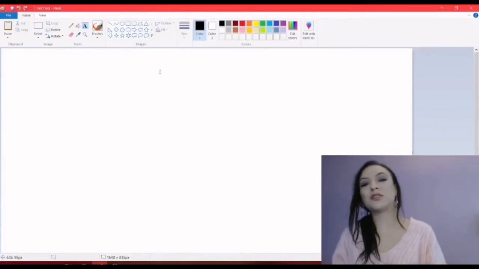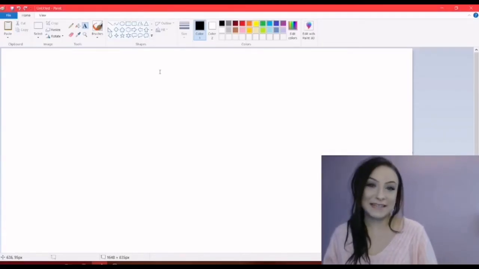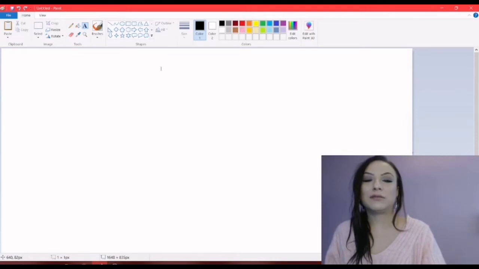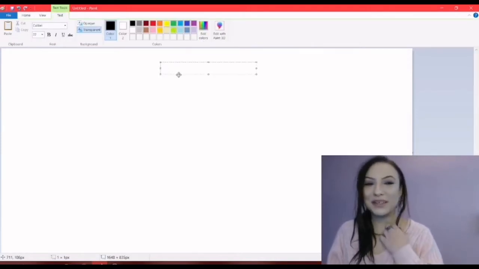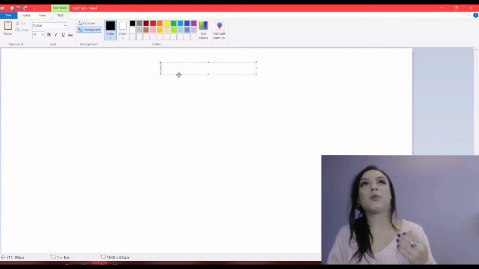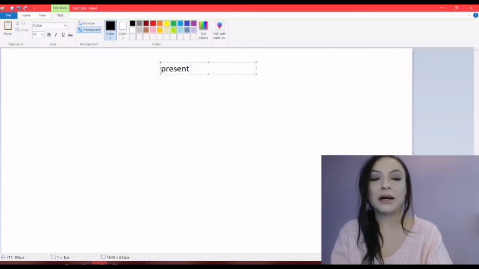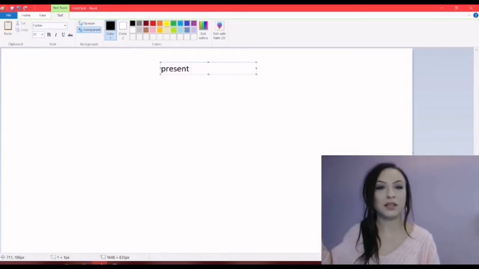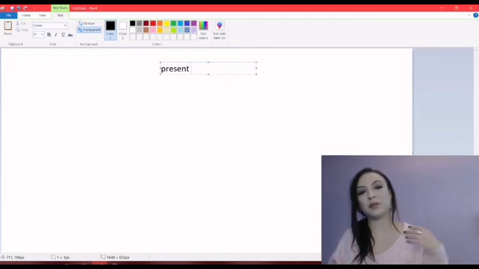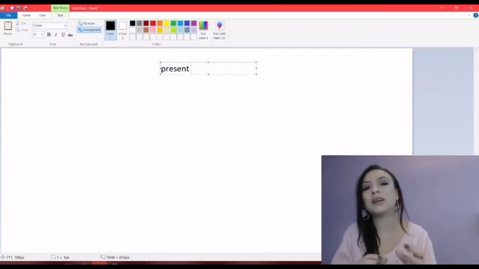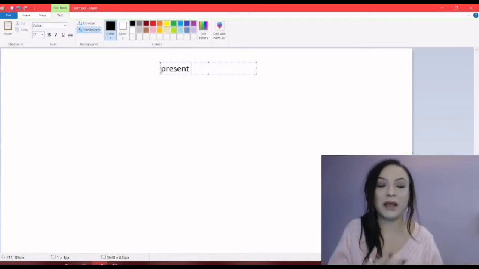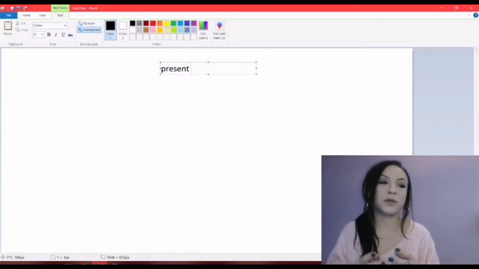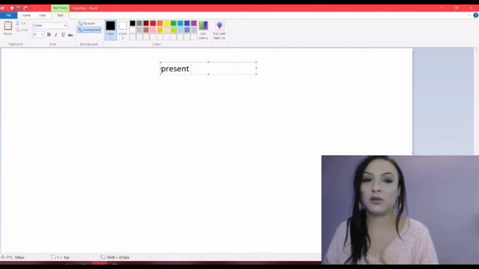So when it comes to the present tense in German, it's very important to remember that there is no difference, as in English, for example, between present simple and present continuous. So there is only one type of present in German. You will use the present for something that you do generally and that you're now doing.